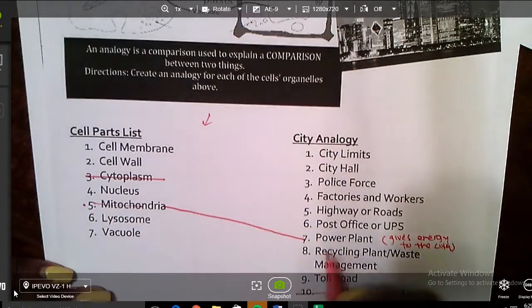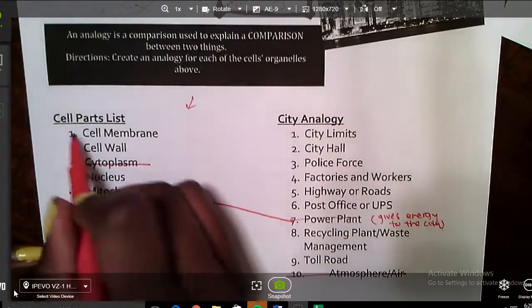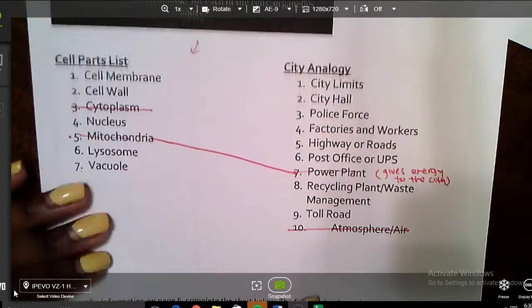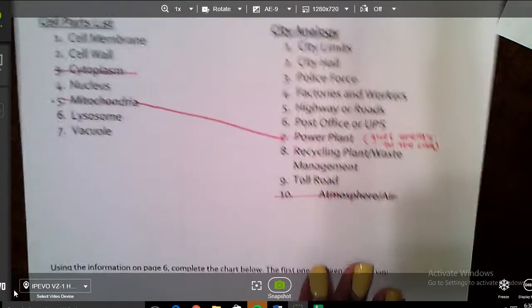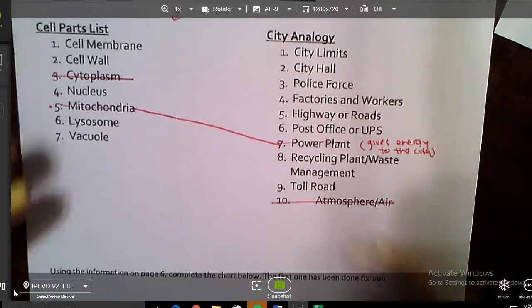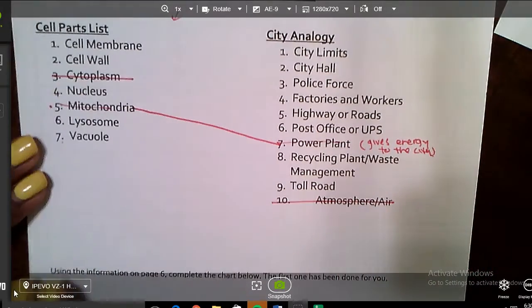Okay, so now I can cross off both of those and I can move on to the next 1, 2, 3, 4. Is that 6? To the next 5. Now, here's another piece. Let's say there's a part of a city that I don't have named here that you think would be a better connection for one of these words.